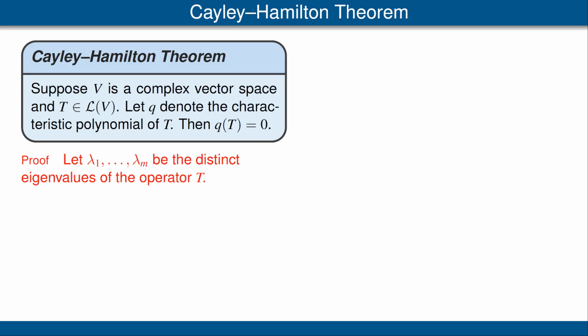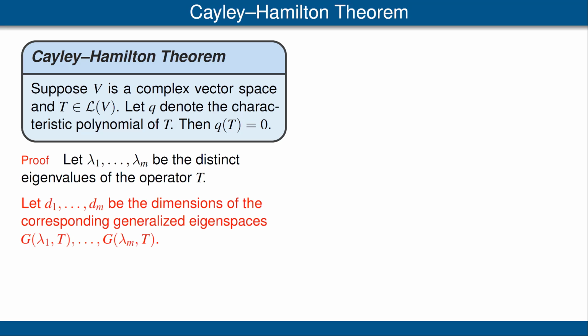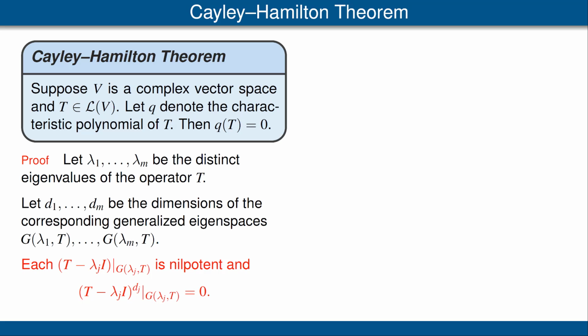Let lambda 1 up to lambda m be the distinct eigenvalues of T. Let d1 up to dm be the dimensions of the corresponding generalized eigenspaces. In other words, d1 up through dm are the multiplicities of these eigenvalues. Each T minus lambda j I restricted to the corresponding generalized eigenspace is nilpotent. That means if we raise it to a large power, we get 0. We know from previous results that we need to raise it only to the power of the dimension of the space, which is dj. Thus we have the last equation shown here.